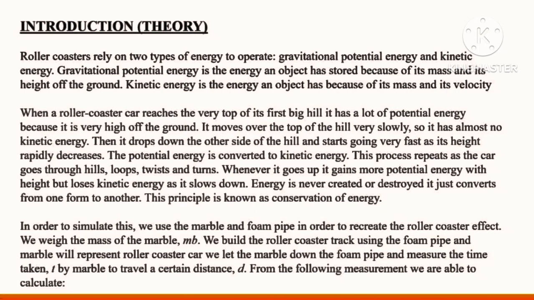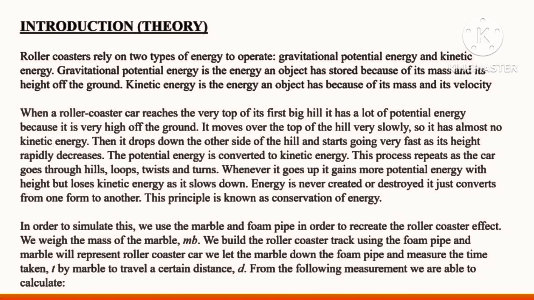When a roller coaster car reaches the very top of the big hill, it has potential energy because it is very high off the ground. It moves off the top of the hill very slowly, so it almost has no kinetic energy. Then it drops down the other side of the hill and starts going very fast, and its height rapidly decreases. The potential energy is converted to kinetic energy.